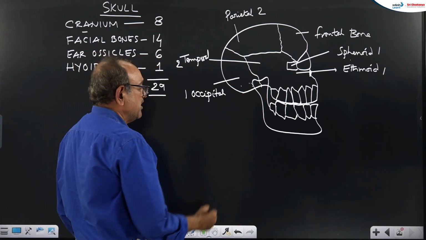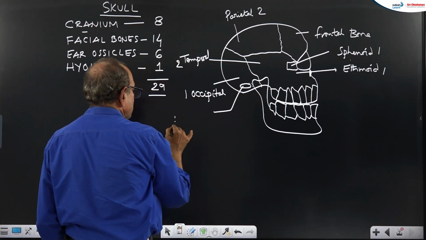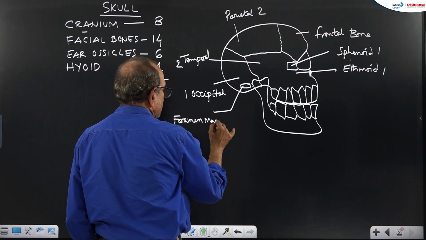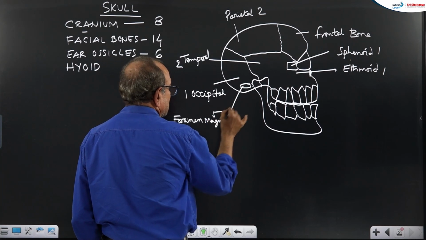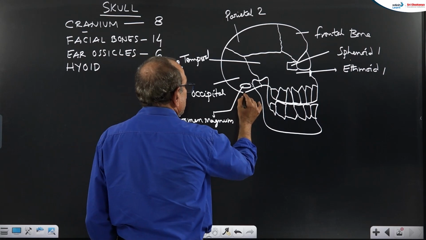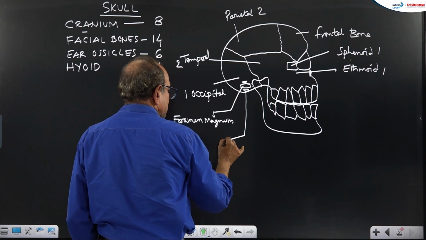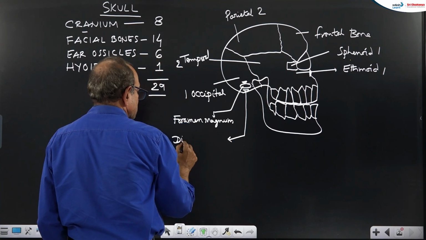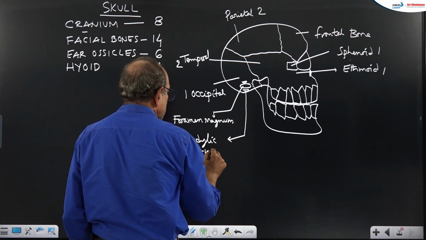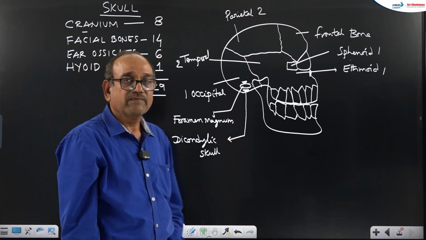This occipital bone at its base contains a wide aperture. This is called the foramen magnum. Through this foramen magnum, the spinal cord extends into the backbone. On either side of the foramen magnum, there are two condyles. That's why the human skull is described as a dicondylic skull. As our skull contains two condyles, hence the name dicondylic skull, a characteristic feature of a mammalian skull.